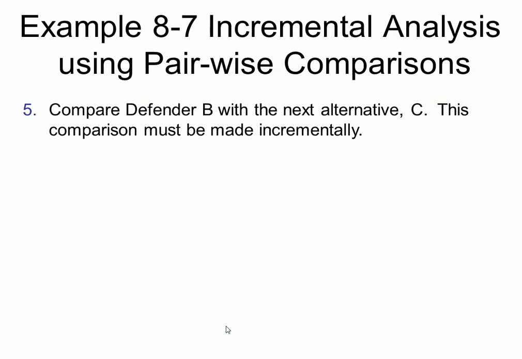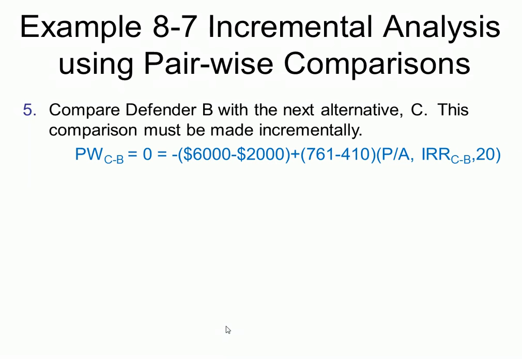So this comparison is again an incremental comparison, so C minus B, again 6,000 minus 2,000, and then 671 is a uniform benefit for C minus the uniform benefit of B, again P given A. So it's pretty much the same as what we did in the previous step. The only difference is now we're comparing C to B.